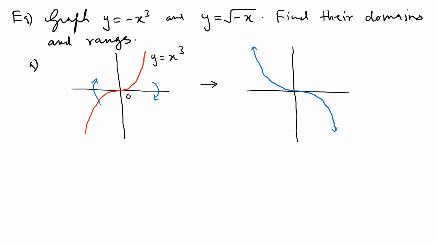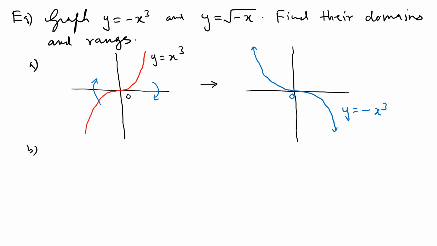So this is y equal negative x cube. So you reflect about the x-axis. Good, no change in the x coordinate. It's only the y coordinates. Okay, part B.